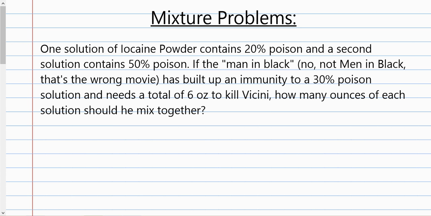So as you are reading this question, I'm going to get ready to indicate where our variables are going to lie. Now luckily we have a handy dandy little question mark here. So I'm going to start at the phrase that has the question mark. How many ounces of each solution should he mix together? So that tells me I need to be looking at my solutions to figure out what my two variables are.